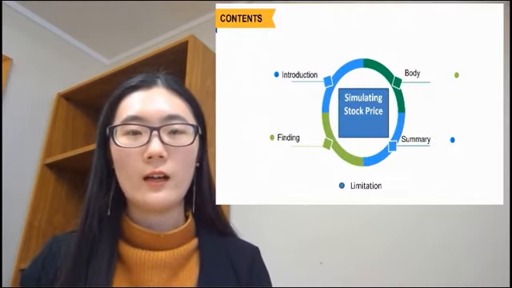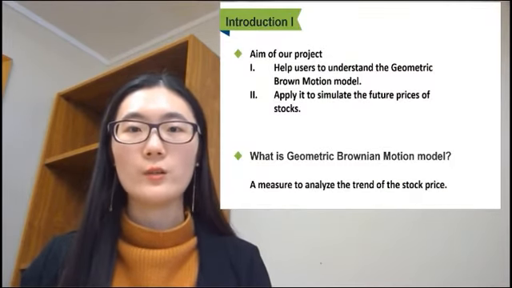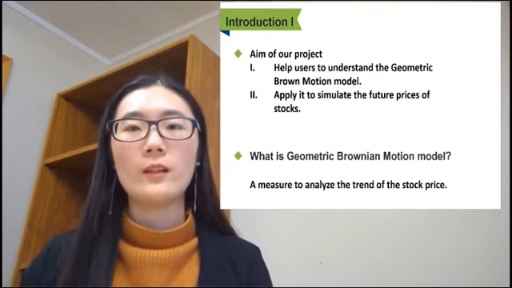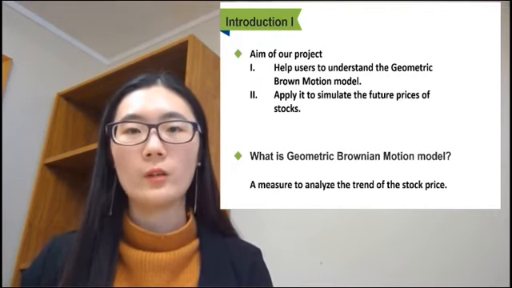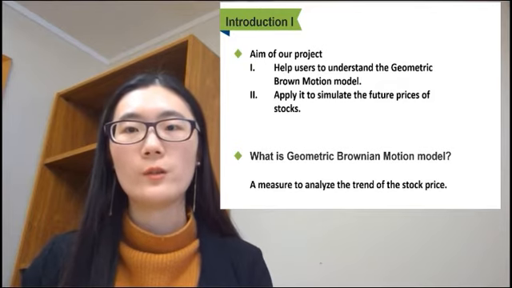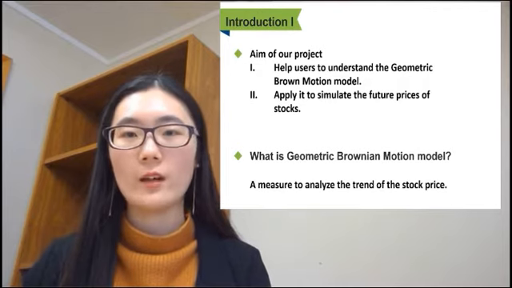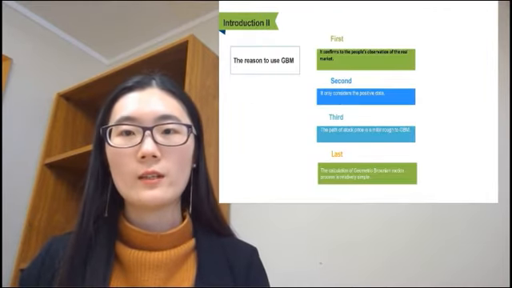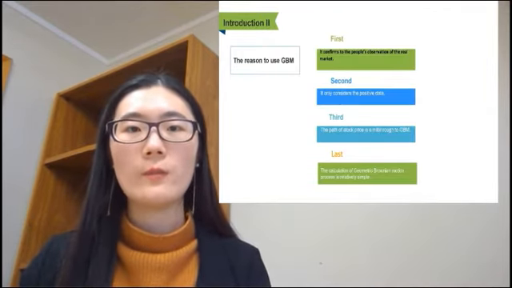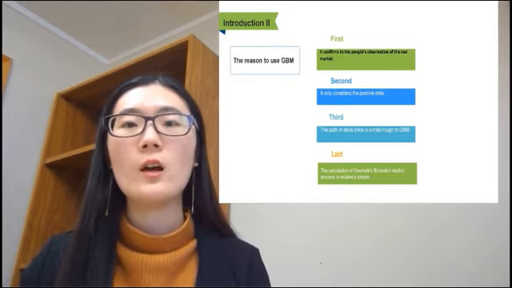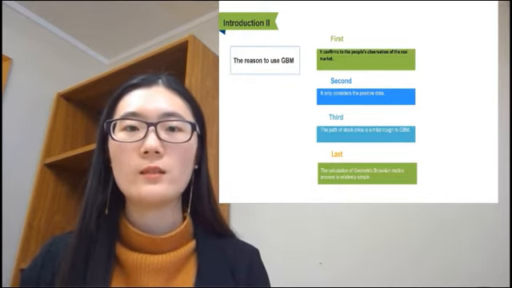Here is the agenda of our presentation. First, I will introduce the geometric Brownian motion model. The geometric Brownian motion model is the most commonly used measure to analyze the trend of stock prices in theory. There are several reasons for us to use it to describe stock prices.